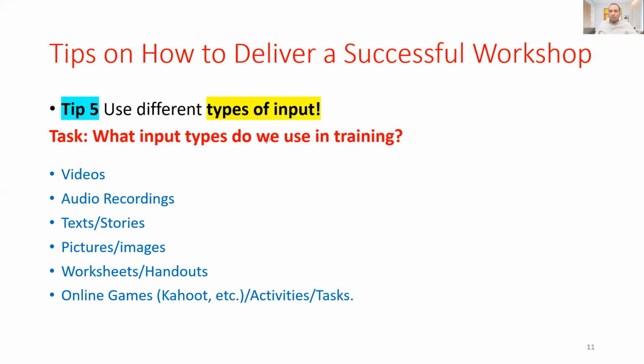So these are the types of input, guys. If you want to deliver a successful workshop, you need to use different types of input. Use a video, audio recording, a text, story, a picture, a worksheet or a handout, an activity, a game, like an application. What is the application that I used today with you? I didn't use Kahoot. Padlet. Yes, Padlet.